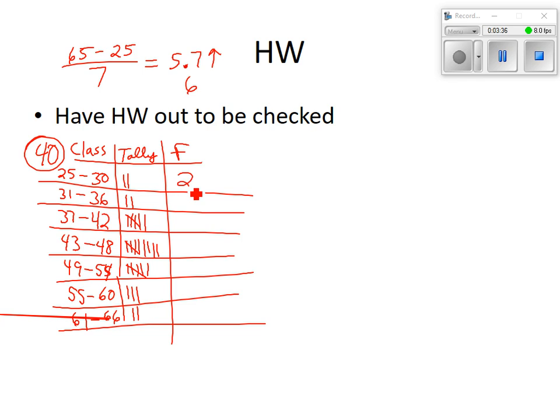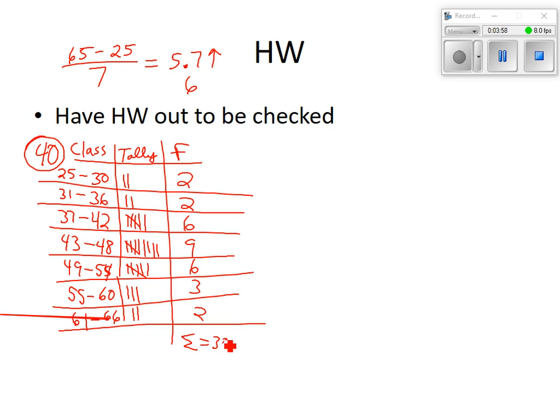So we got 2, 2, 6. How many numbers were there? 30? 9, 6, 3, 2. That's 5, 11, 20, plus another 10, that's 30. So it looks like we got them all.